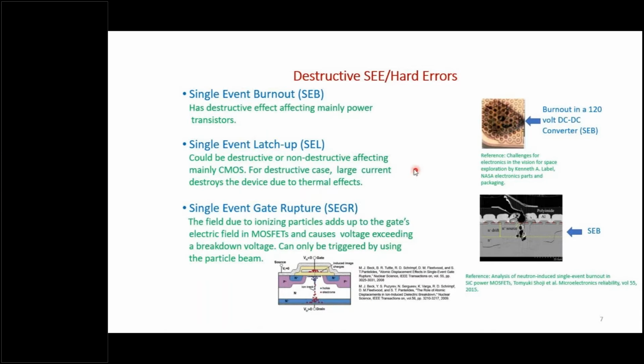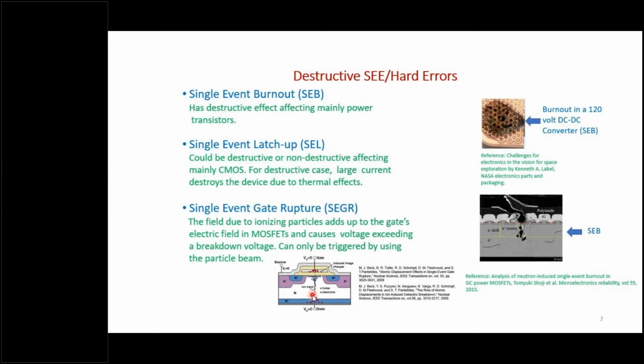It shorts the source to the drain, and that's why this happens. The source to drain gets shorted out by bombardment of this gate by the charged particles, and that's how this happens. But you cannot generate this with an optical beam because this requires the insulator in between to be ionized, and this insulator cannot be ionized by bombardment with the optical beam. It doesn't have enough energy.